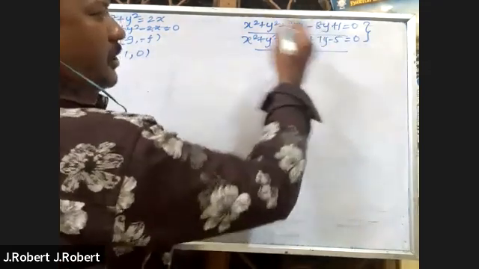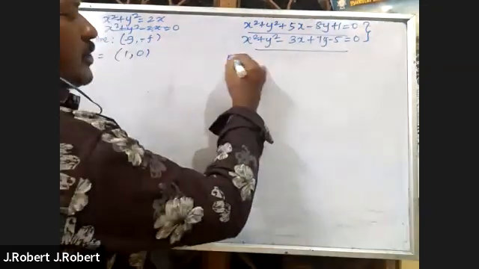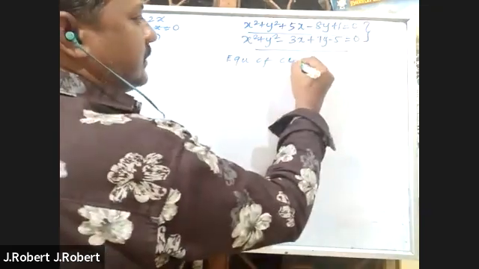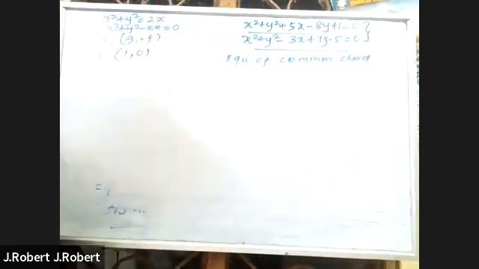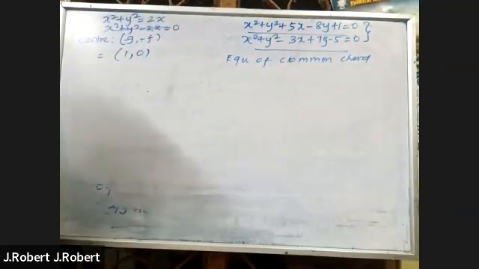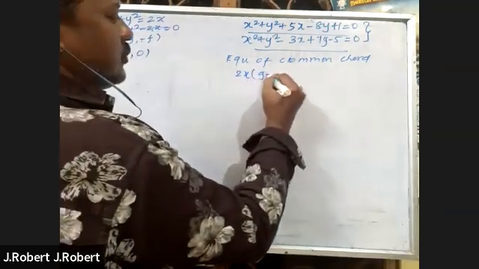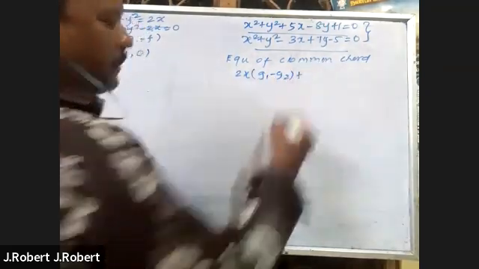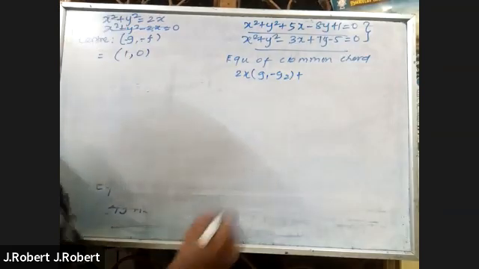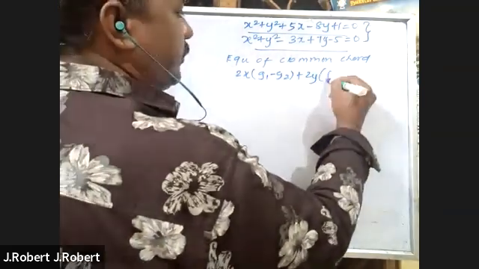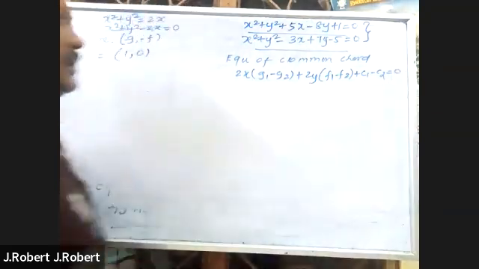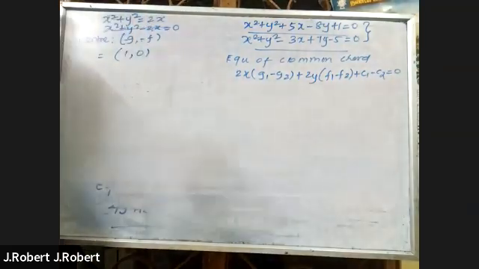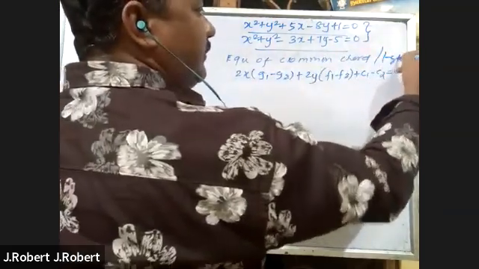Now you have to find the common chord. The equation of the common chord, or common tangent, is the radical axis: 2x into g1 minus g2 plus 2y into f1 minus f2 plus c1 minus c2 equal to 0. This is the equation of the common chord or common tangent. All are the same meaning.